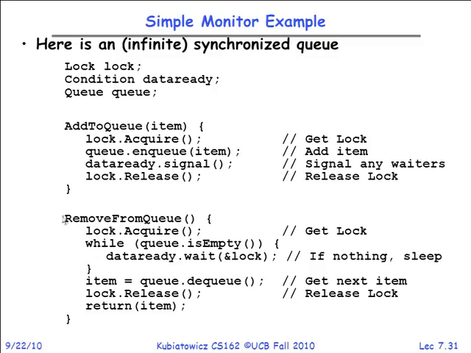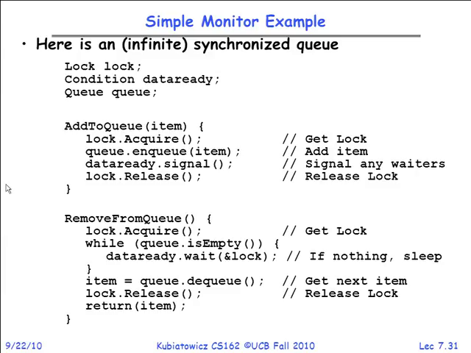Take a look here. To add to the queue, we acquire the lock, we enqueue the item, we signal the person who might be sleeping, and then we release the lock. On the remove from queue, we acquire the lock. In a continuous loop, we say while queue is empty, sleep: dataReady.wait. And we're going to keep looping, because every now and then somebody will signal us, we'll wake up, we'll check the condition again. If we're not empty anymore, we'll exit, we'll dequeue the item, we'll release the lock, and we'll return. So this is a very good single condition variable pattern for you guys to think about.